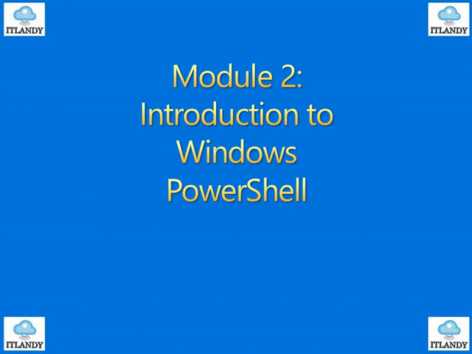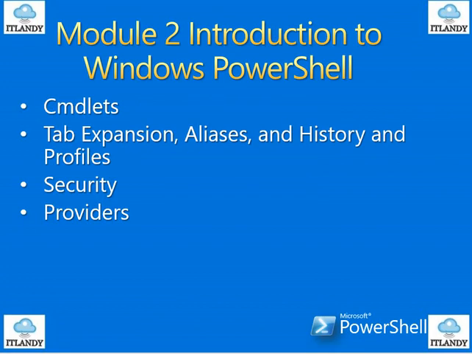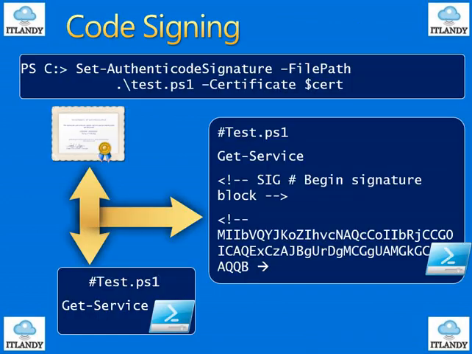With module 2, we have covered a few topics so far, as follows: command, split, tab expansion, aliases, history, and profile. The previous session was security. Today will be around providers. With the provider, we will talk a little bit about the execution policy, just a little bit about how we can design the code, and then we take it from there.